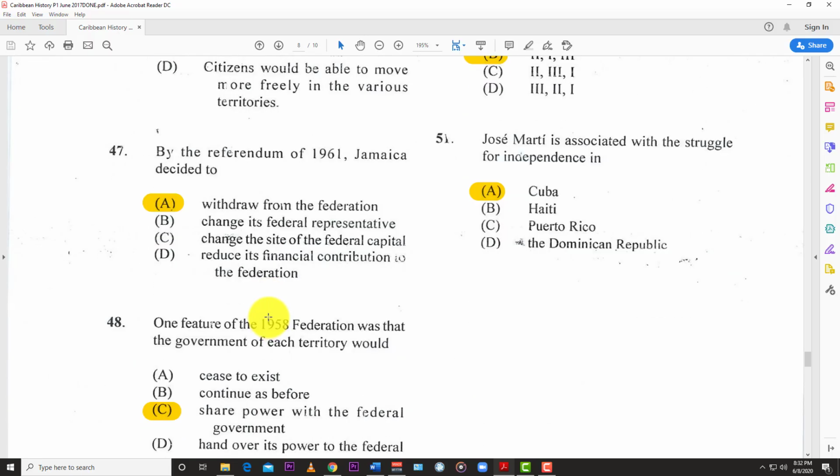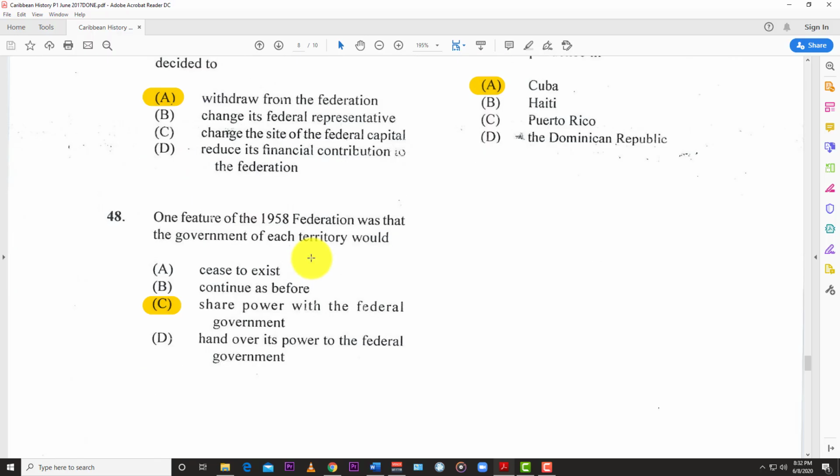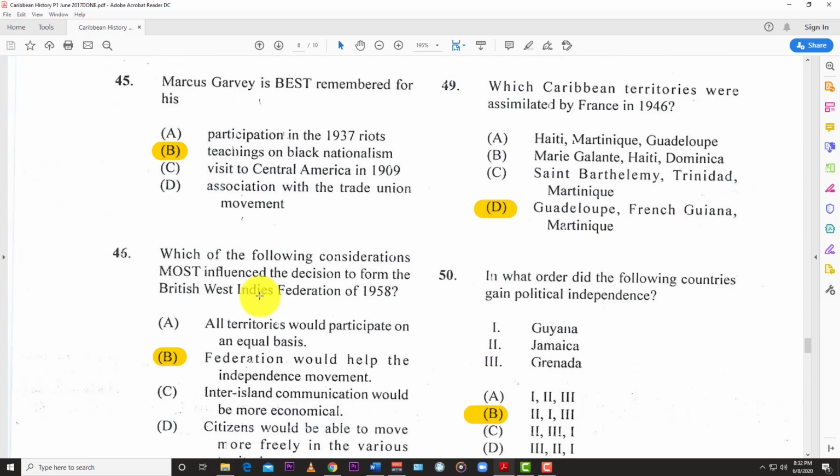47. By the referendum of 1961, Jamaica decided to A, withdraw from the federation. 48. One feature of the 1958 federation was that the government of each territory would C, share power with the federal government. 49. Which Caribbean territories were assimilated by France in 1946? And we have D, Guadeloupe, French Guiana, and Martinique.